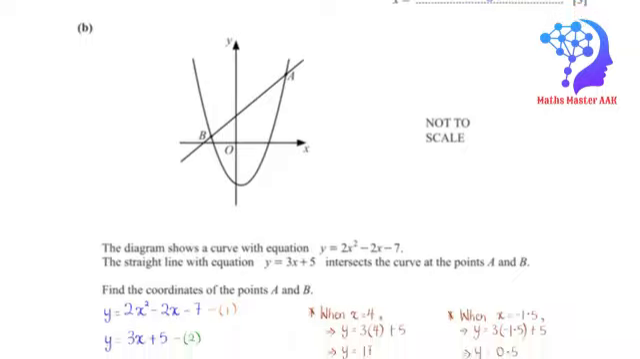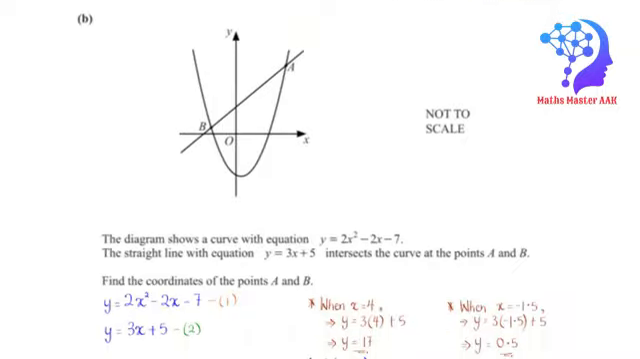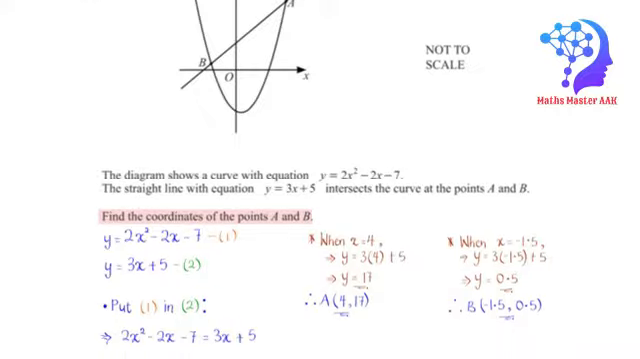-2.85. The diagram shows a curve with the equation y is equal to 2x squared minus 2x minus 7. The straight line with equation y is equal to 3x plus 5 intersects the curve at the points A and B. Find the coordinates of points A and B. To find these points of intersection, we are going to solve the equation of the curve and the equation of the line simultaneously.